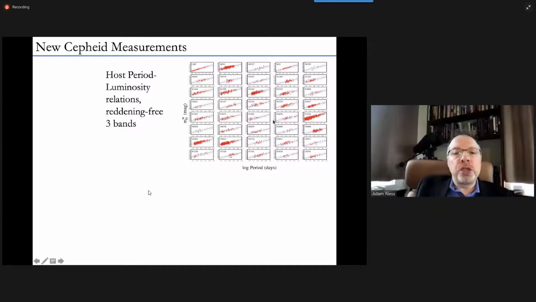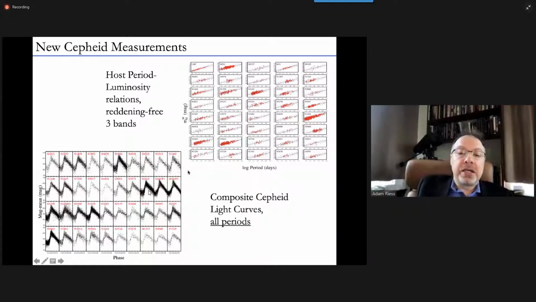Here are the period luminosity relationships in each of these galaxies observed in 3 bands. This is how we measure the distance once the Cepheids are calibrated to these host galaxies. And here is evidence of these as Cepheids. In each galaxy, we can stack the light curves of all the Cepheids, and you see the characteristic rise and fall of Cepheid variables.